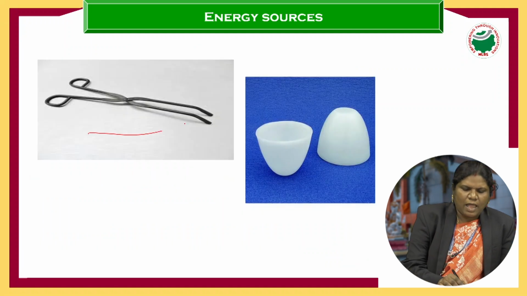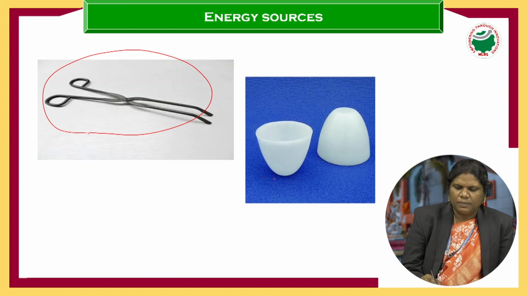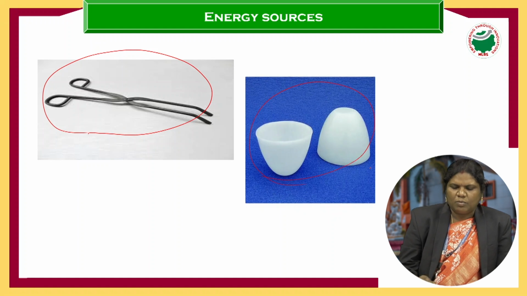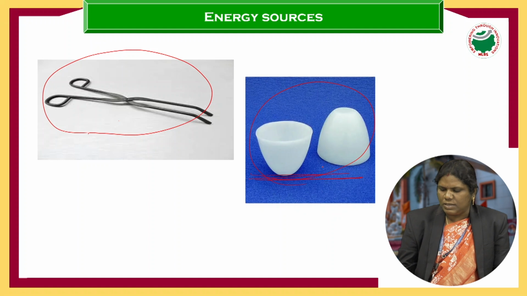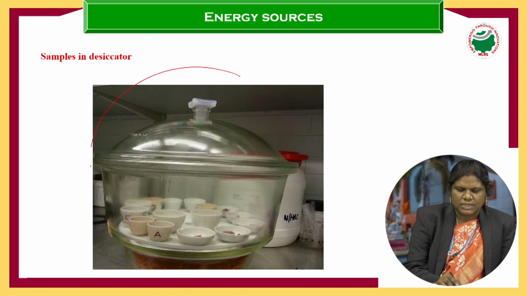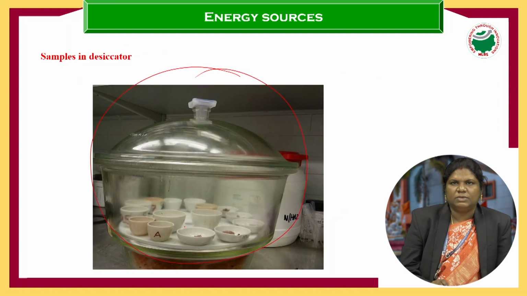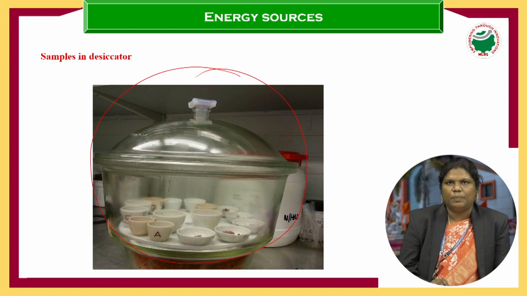Next, this is the apparatus which is used for the determination of the moisture. These are the tongs with the help of which we can hold the crucibles. These are the silica crucibles in which we will take the coal samples, and these are the desiccators in which we will keep the silica crucibles to cool down the coal sample.